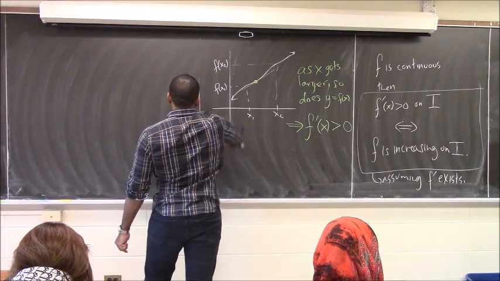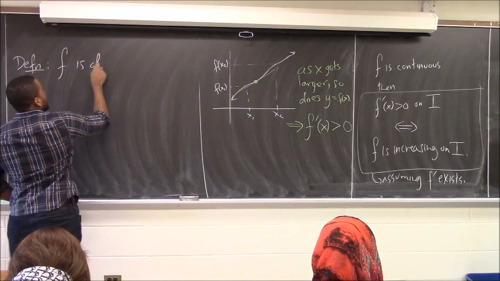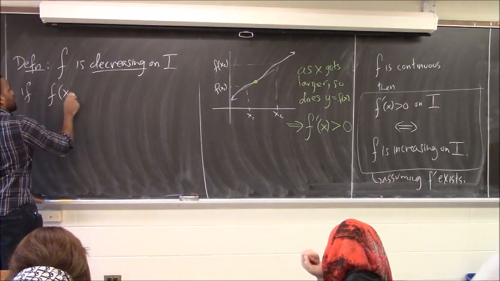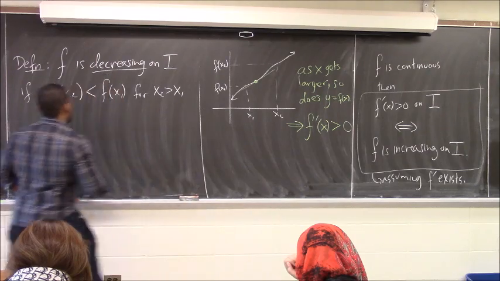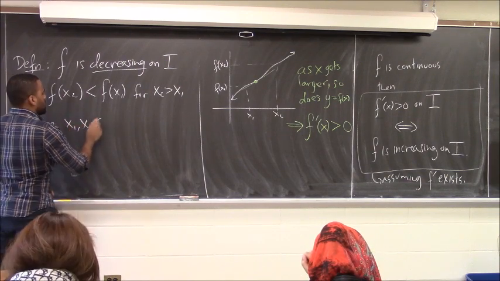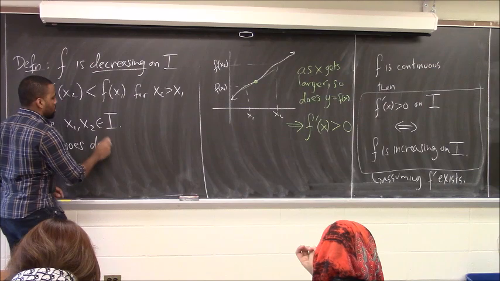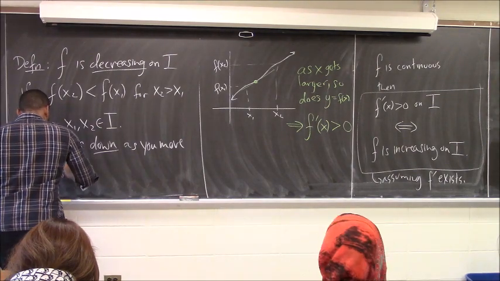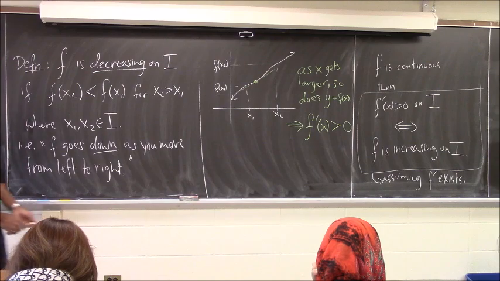We can talk about decreasing. It's a very similar idea, as you could imagine. So let's just go through the motions here. f is decreasing on I if f of x2 is smaller than f of x1, for x2 larger than x1, where these are inputs in your interval, i.e. f goes down as you move from left to right. Y values for inputs to the right are always getting smaller.